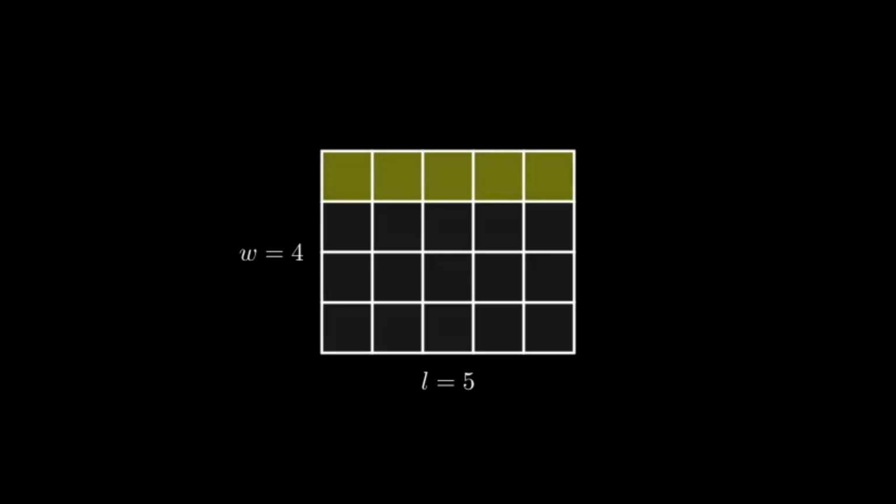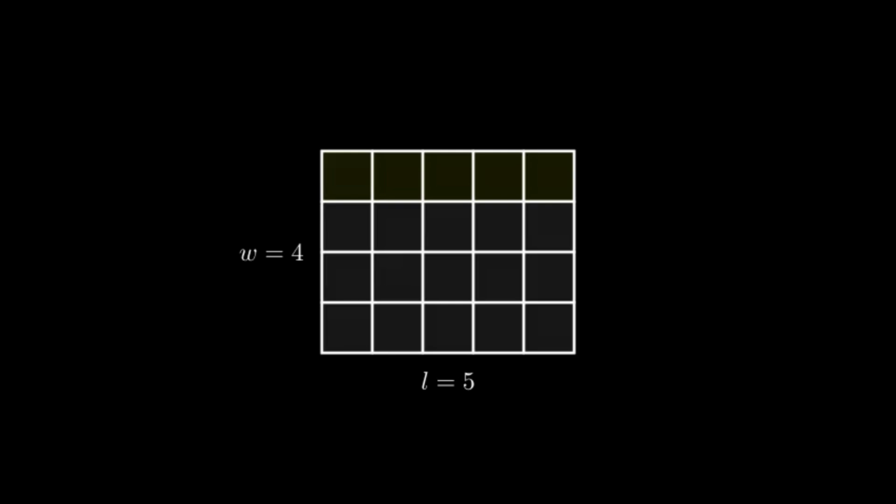First, let's look at just the bottom row of our rectangle. This row stretches across the whole length of our rectangle. Let's count how many squares fit in this single row. We can see that each row contains exactly 5 squares, which is the same as our length L equals 5.